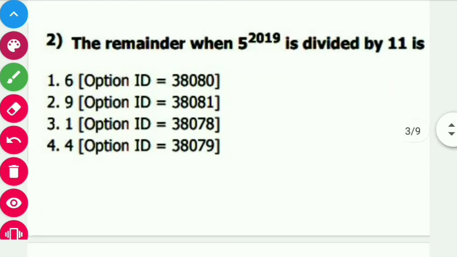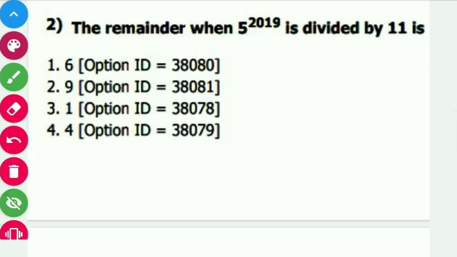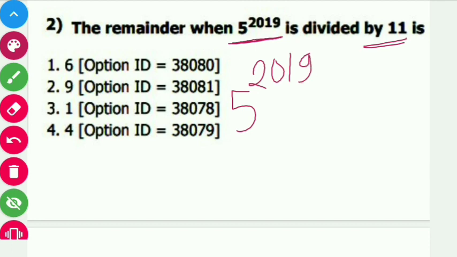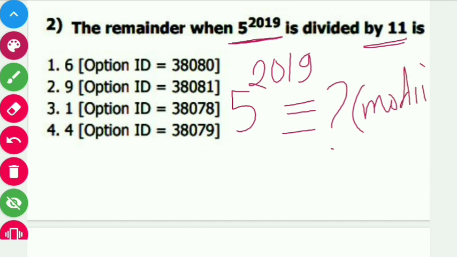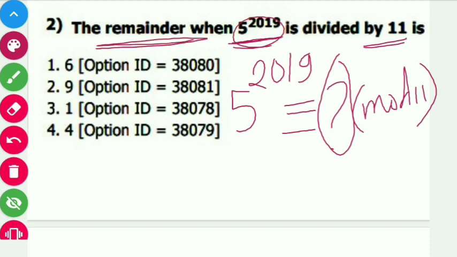Now let us solve the next question. The remainder when the number 5 raised to 2019 is divided by 11 is. So we just have to find out 5 raised to 2019 is congruent to what mod 11, right? This number is called the remainder when we divide this number by 11. So how to find this out?